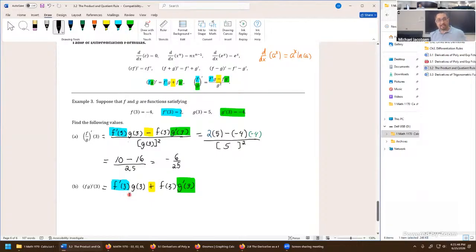So now we're just about done. Just like before, we have to put in the right evaluations. First one's the derivative, so it gets a 2.